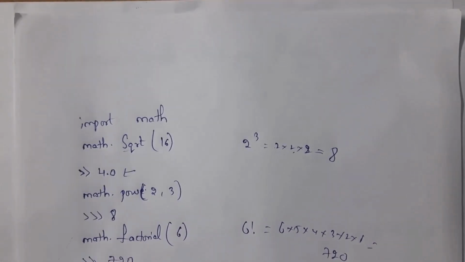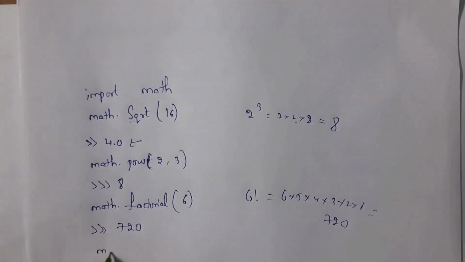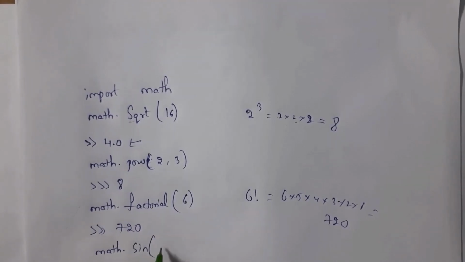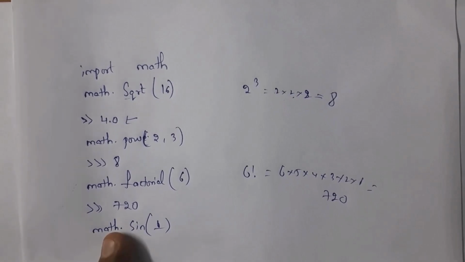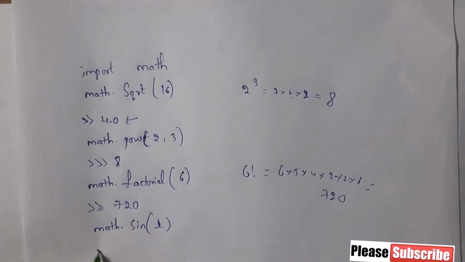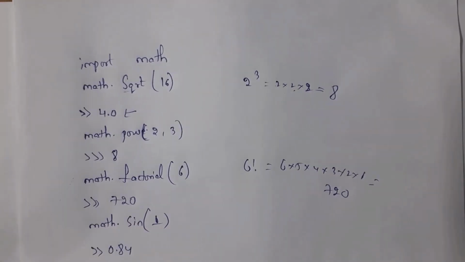For example, I want to find sine. So just write here math dot sin of 1. Not only sine, you can find cos, tan, and so on. So whenever you write here math dot sin of 1, you will get output 0.84. This is use of math module. In order to perform any mathematical calculations, you can use math module.